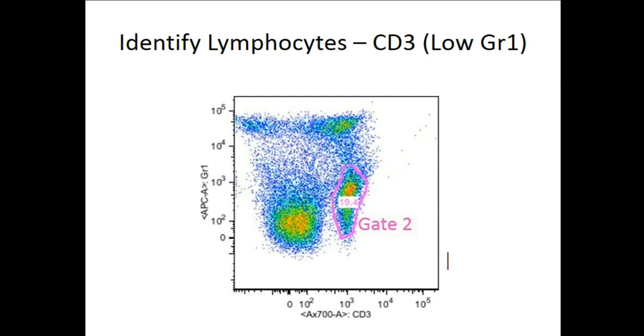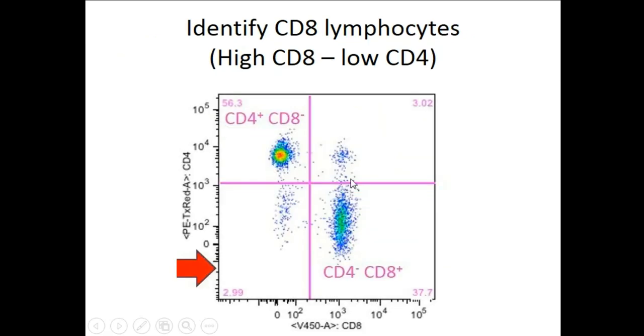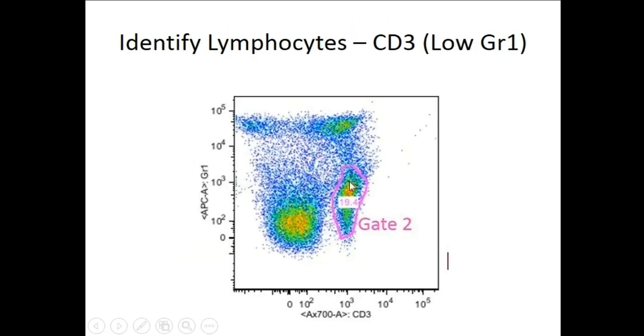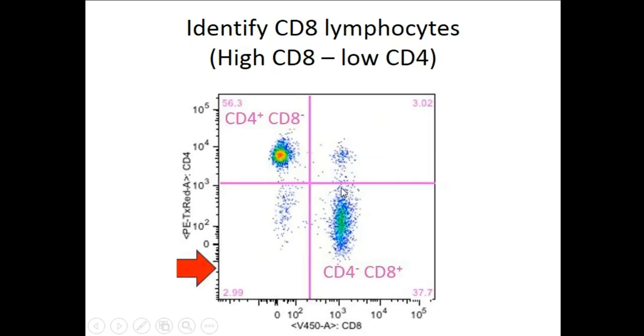So here what the user has done is looked at a group of cells, seen that they are high CD3 and relatively low GR1. And they've gated this group of cells here. They then move on, and all the cells you see in this plot have been taken from this gate. They then move it to another level.